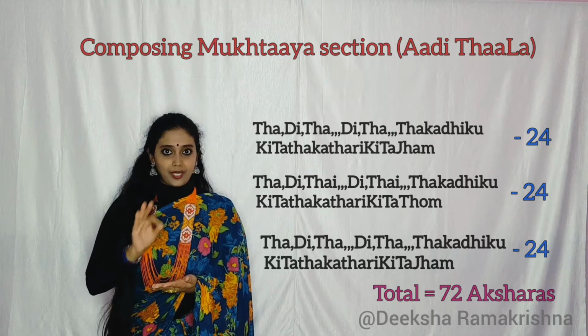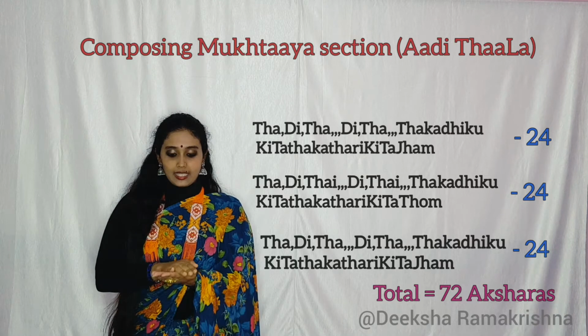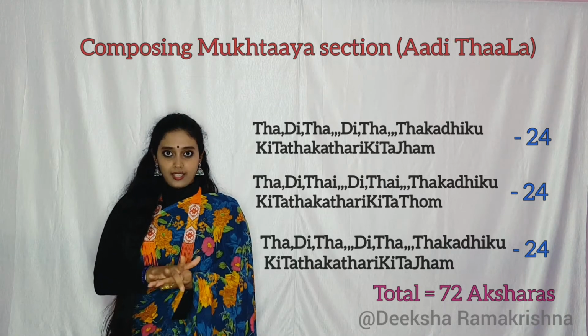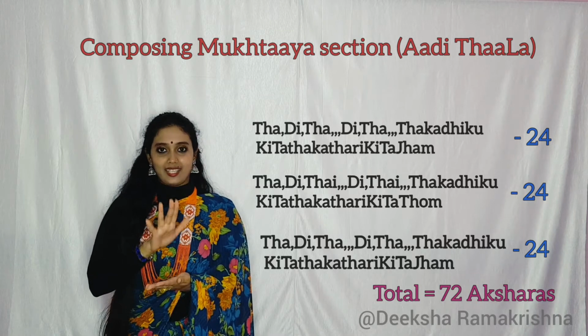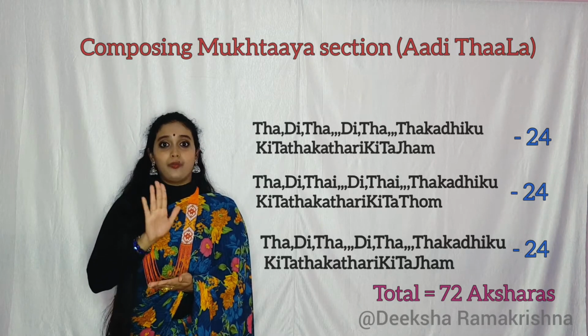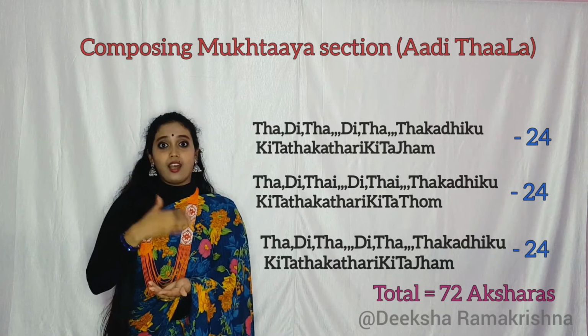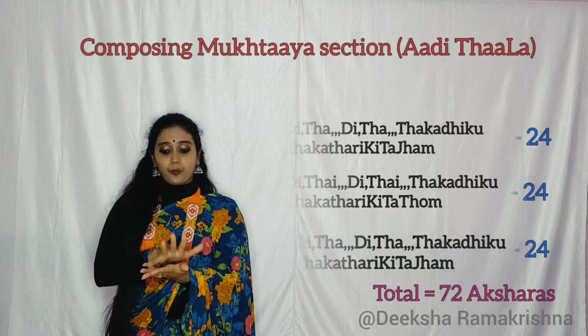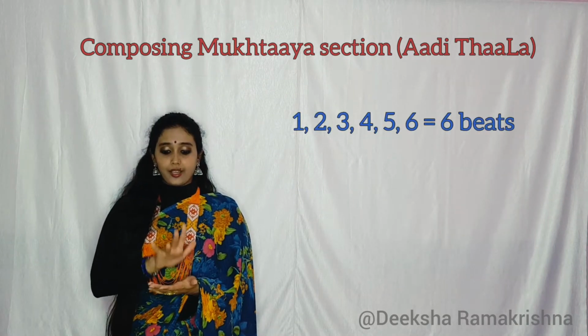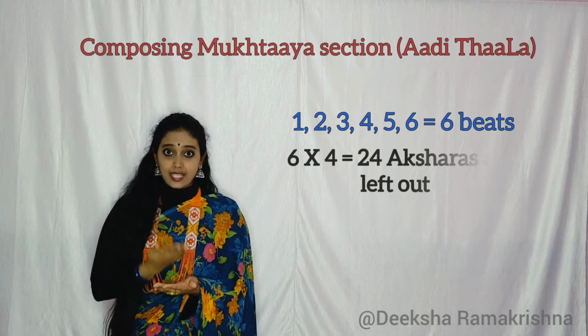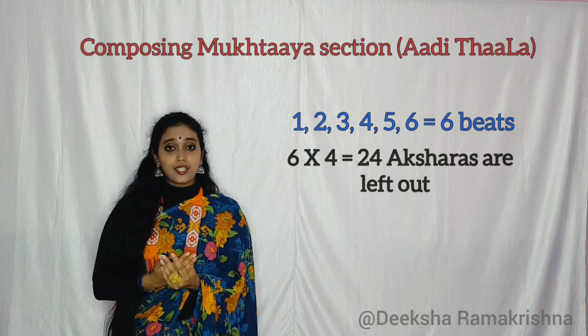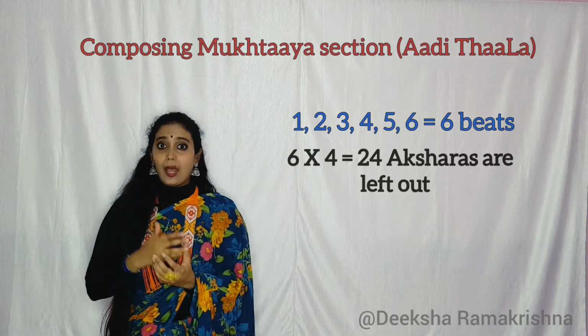So first beat of the Tala. Taditta takadiku kidadagadara jham tadittai takadiku kidadagadara jham taditta takadiku kidadagadara jham. So we still have 1, 2, 3, 4, 5, 6 counts. That means 6 into 4, 24 counts pending.